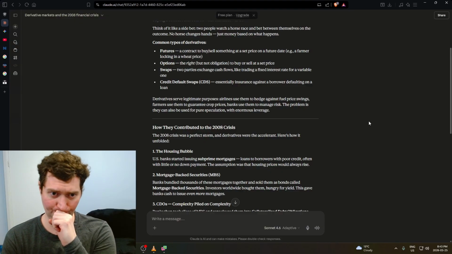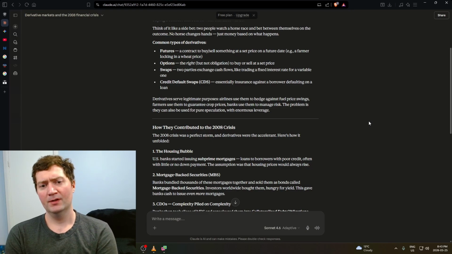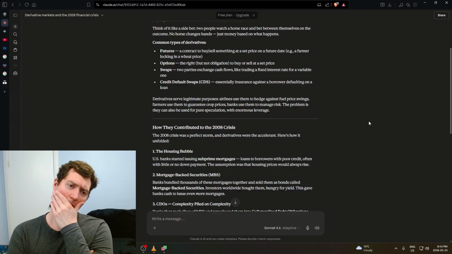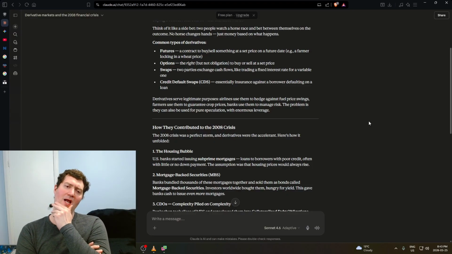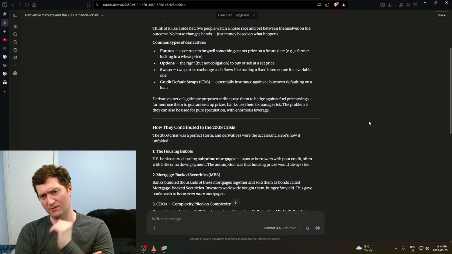Swaps. Two parties exchange cash flows, like trading a fixed interest rate for a variable one.